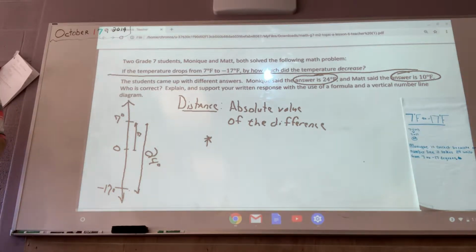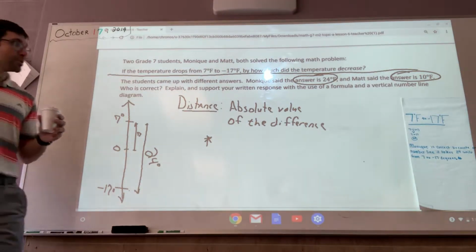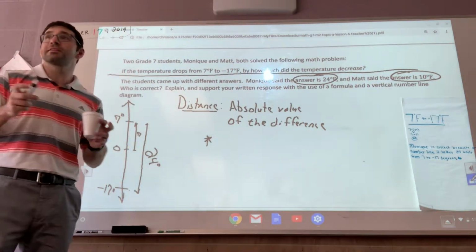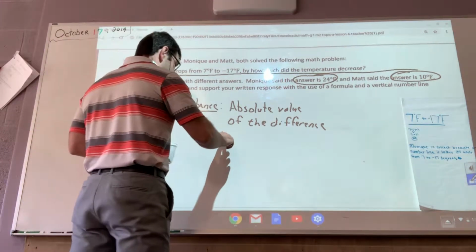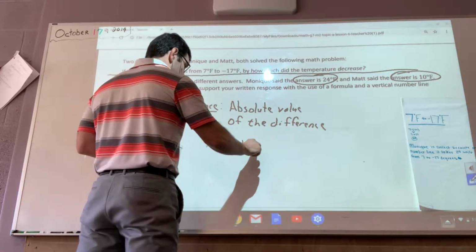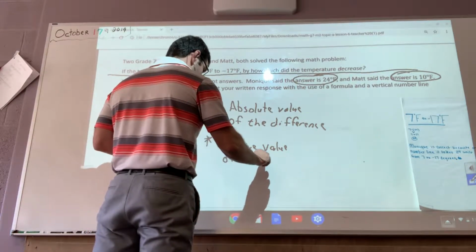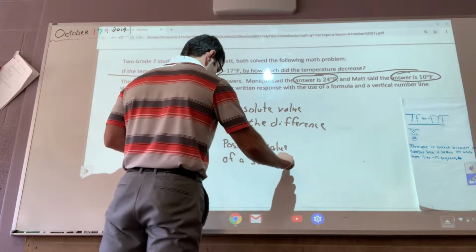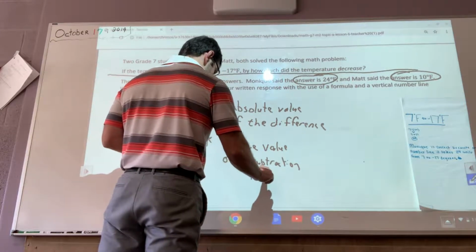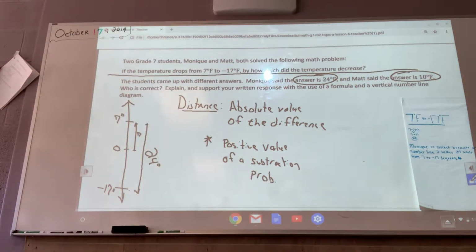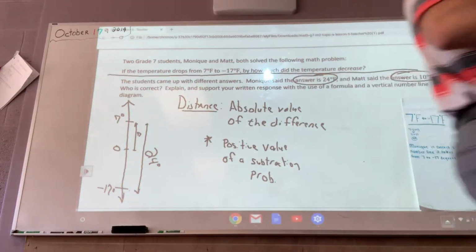Distance from zero. Liam, what do we know about absolute value? That it's always positive. Oh, so this is always positive. This is the answer of a subtraction problem. So I'm going to rewrite this a little bit different. I'm going to say the positive value of a subtraction problem. And that might make a little bit more sense. If we're dealing with the positive value from the subtraction problem, that might make a little bit more sense.